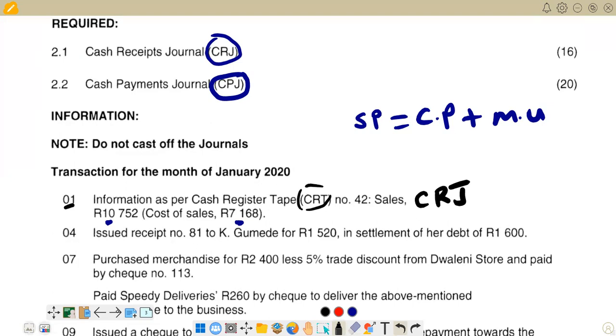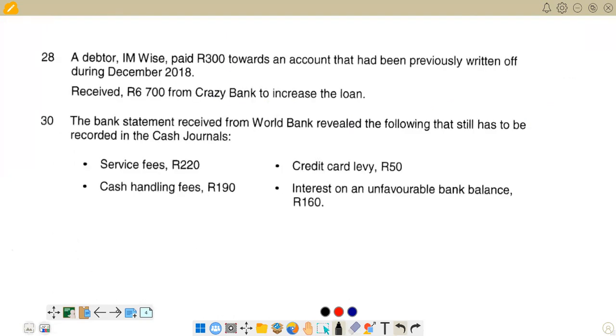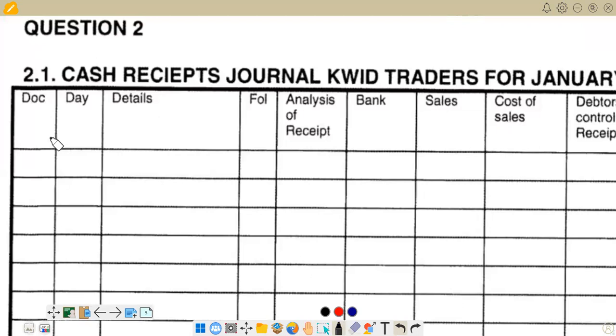So let's go to our cash receipts journal. We are now on 2.1, where we have the cash receipts journal for Quid Traders for January. On the document part, we are just going to say CRT, representing the cash register tape. Then on the day, remember the day was 01, so we put our 01 there. On the details, these are cash sales.